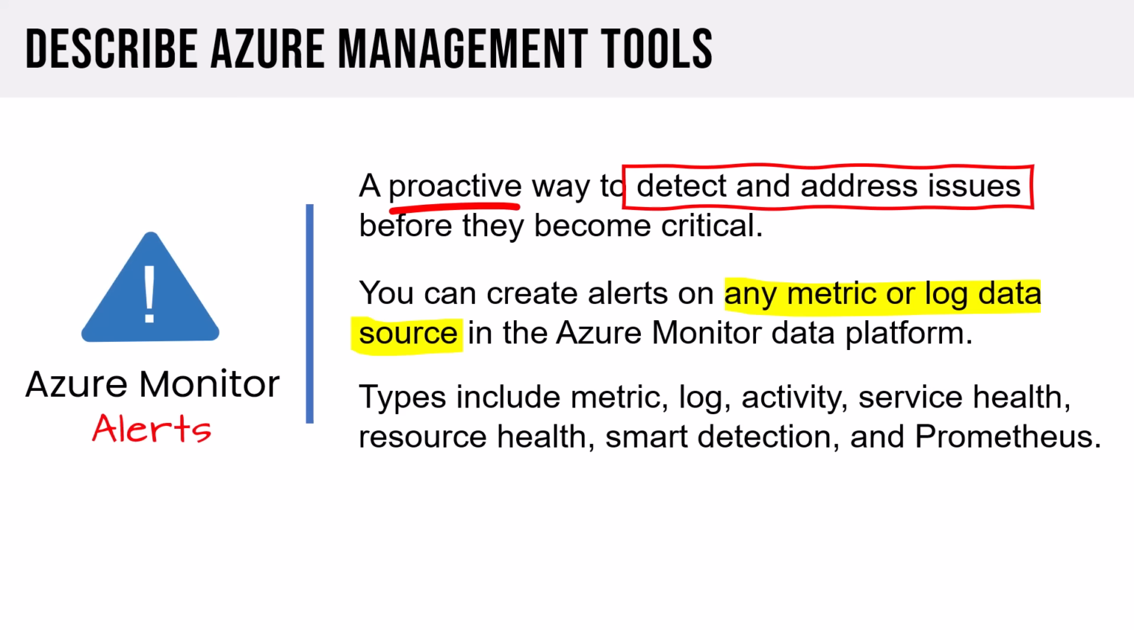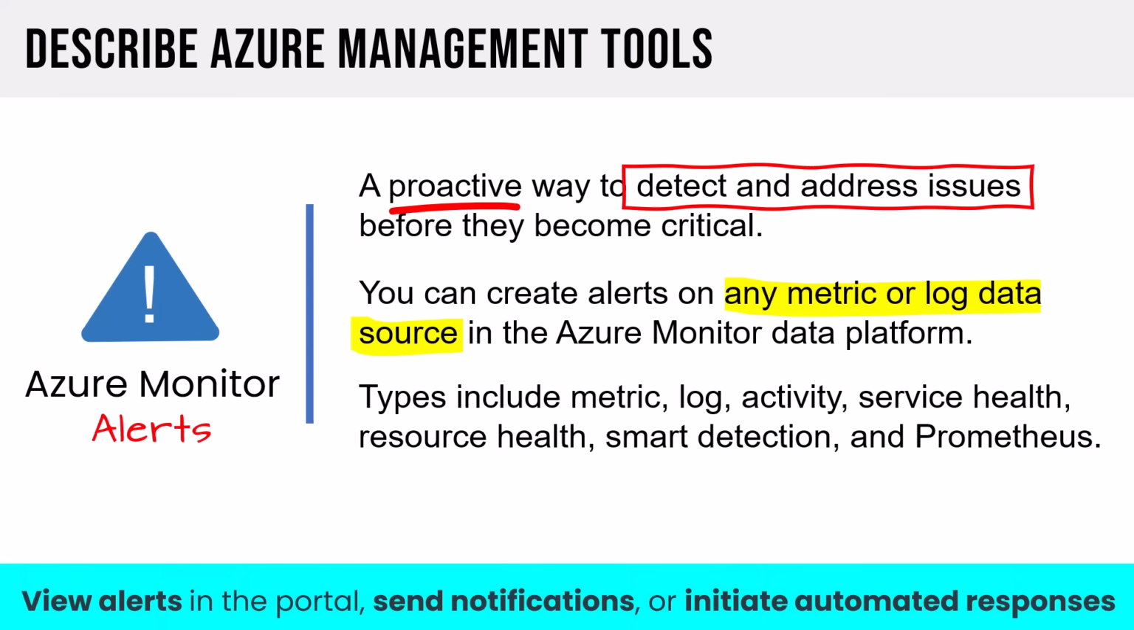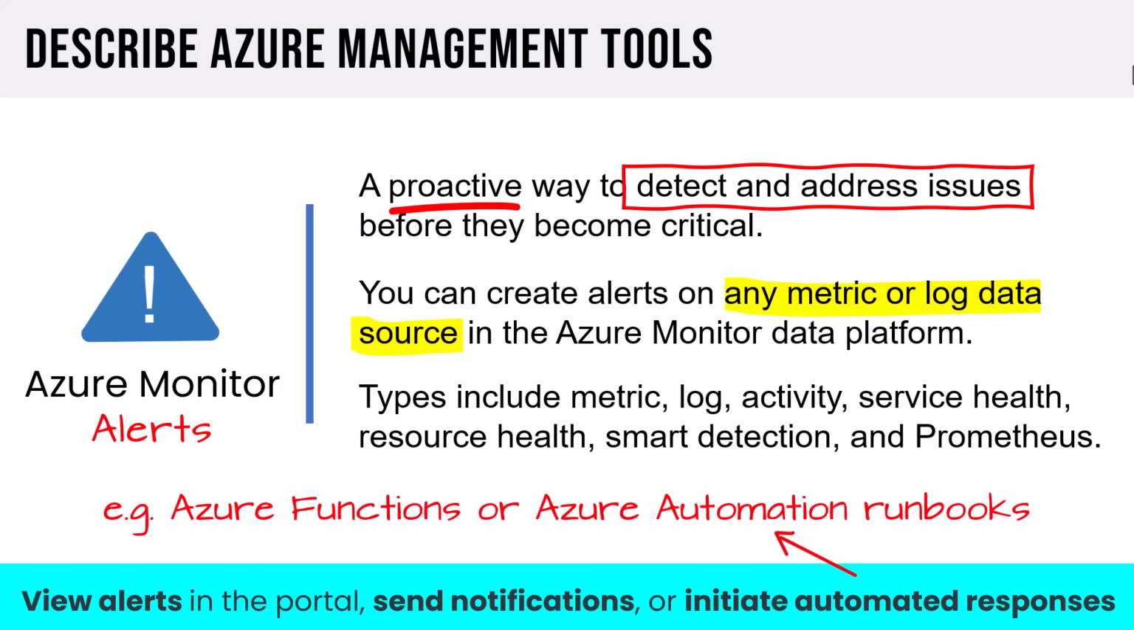Really focus on the fact that Azure Monitor alerts are a proactive way to detect issues, and you really have three responses here. You can view alerts in the portal, you can send notifications such as through email, or you can initiate automated responses. And your automated responses would include Azure Functions or runbooks in Azure Automation.